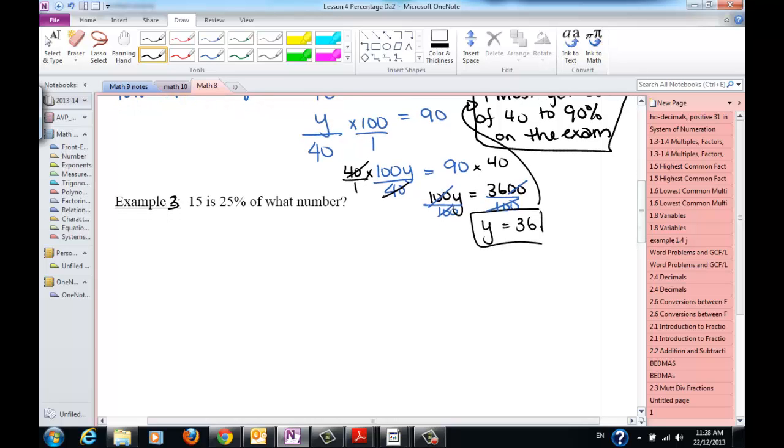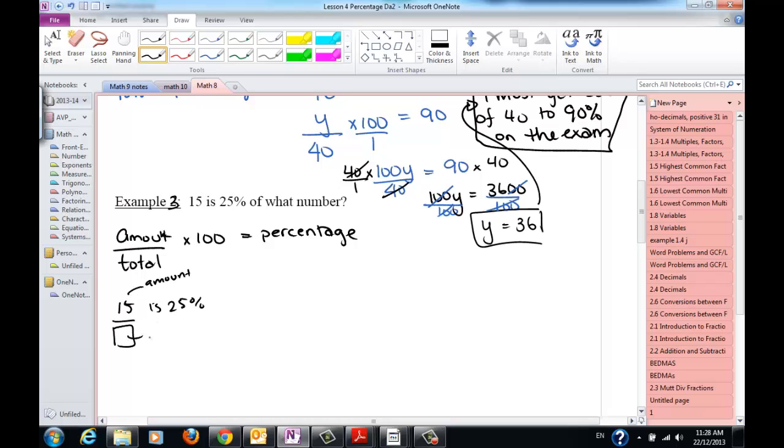Another example is, 15 is 25% of what number? Again, we had amount divided by total, and we multiply by 100 to get our percentage. So 15 is 25% of what number? Oh, and I forgot my n there. Remember the total always goes on the bottom. So my amount is 15, I don't know the total, and my percentage is 25. So 15 divided by the total, multiplied by 100, is equal to 25, and it's the total that we're not sure of. We don't know the total amount.